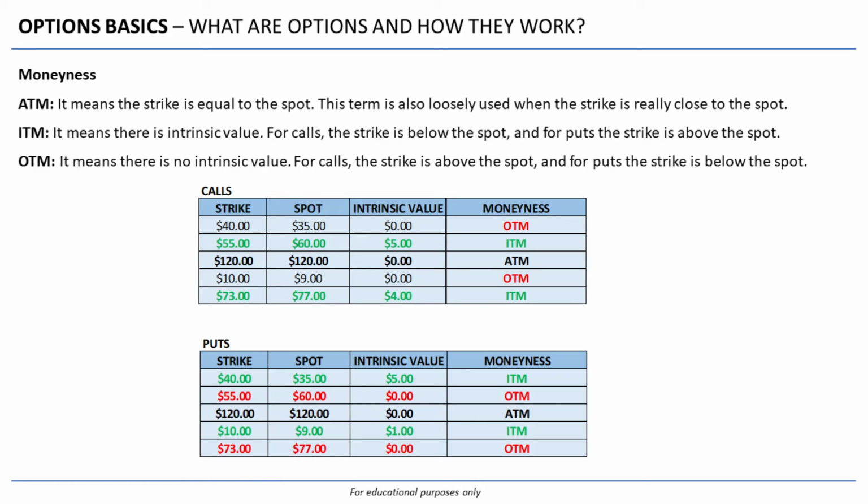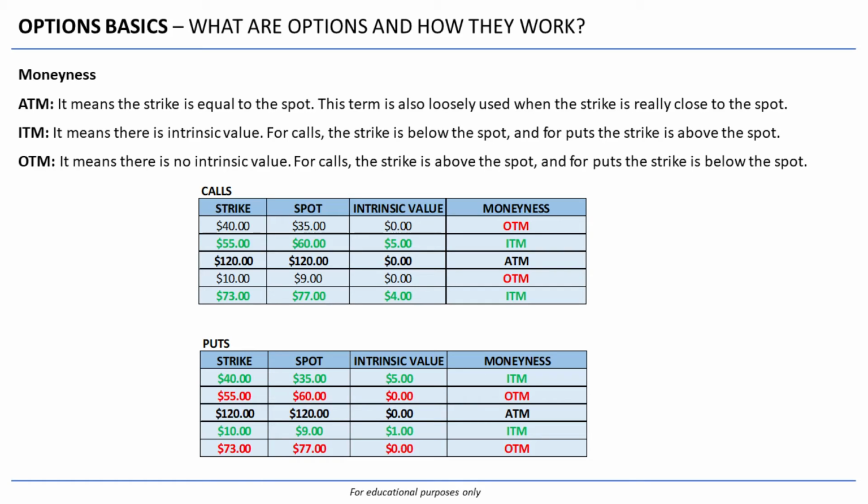Moneyness. This is a relationship between the strike and the spot price. It tells us if there is intrinsic value in the option. The terms used to describe moneyness are at the money, in the money, and out of the money. At the money. It means the strike is equal to the spot. This term is also loosely used when the strike is really close to the spot.